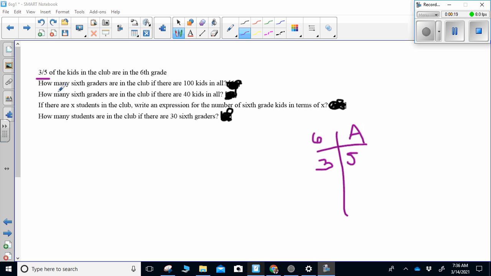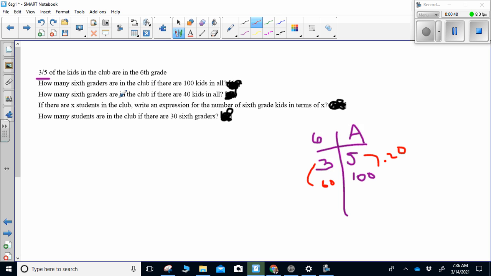So then I say, look at my first question. It says, how many 6th graders are in the club if there are 100 kids in all? So I'm going to put 100 right here. Okay. And then I'm going to figure out, oh, to get from 5 to 100, I'm going to multiply by 20. And if I multiply the right side by 20, I need to multiply the left side by 20. So this would be 60. So 60 out of 100 kids would be 6th graders.